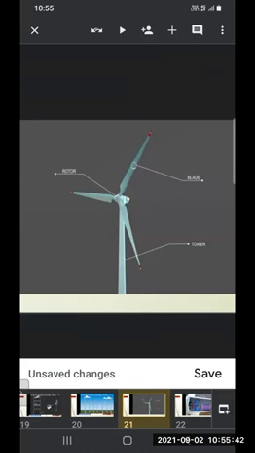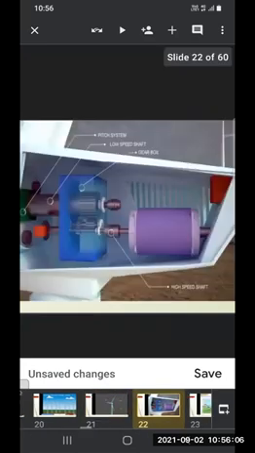So the windmill: the blades, the rotor, and the tower. These are the main things. The gearbox inside consists of pitch system, low speed shaft, gearbox, high speed shaft. Okay.